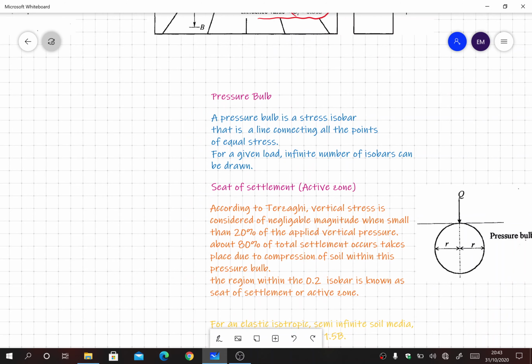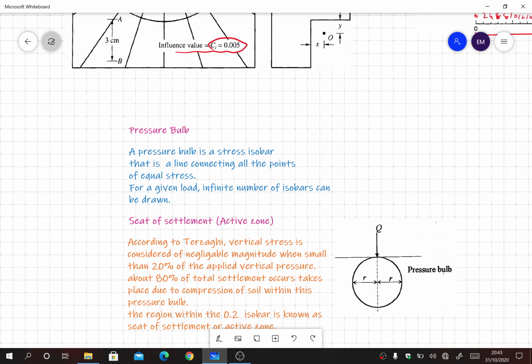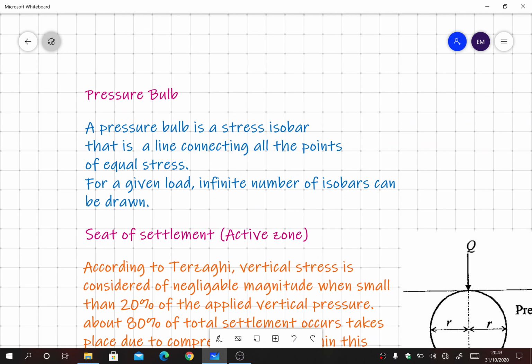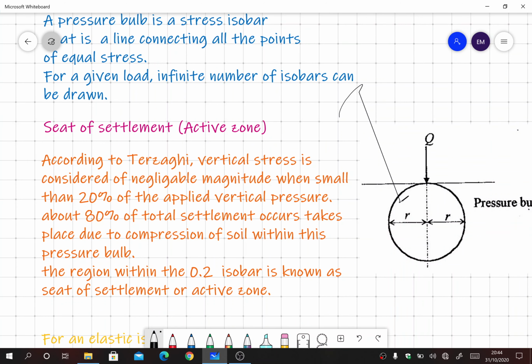Then we have a few last topics for this chapter. They are very, very important. So this is called the pressure bulb. Okay, so a pressure bulb is a stress isobar, that is a line connecting all the points of equal stress. Isobar means, iso means single or one, and bar is for pressure. So a line that has a single value of pressure is called a pressure bulb. So if I apply a vertical load and connect all the points that have the same value of stress, that is called a pressure bulb, because that joining is going to happen in the form of a circle.